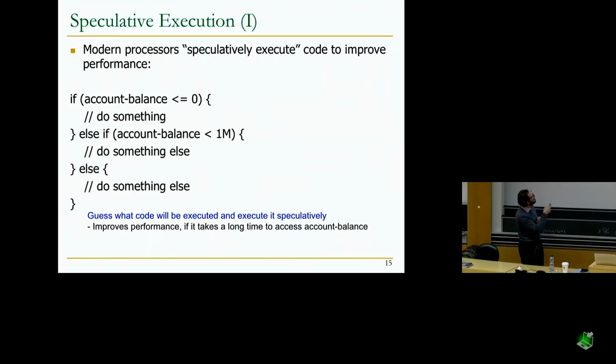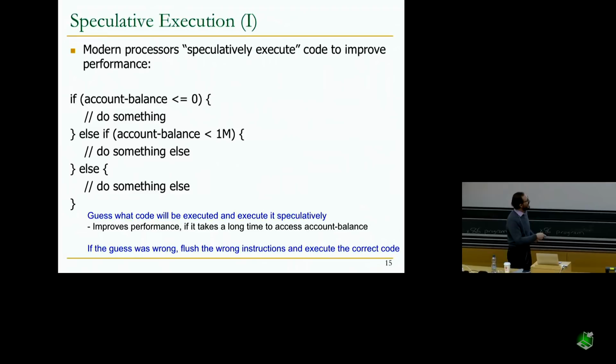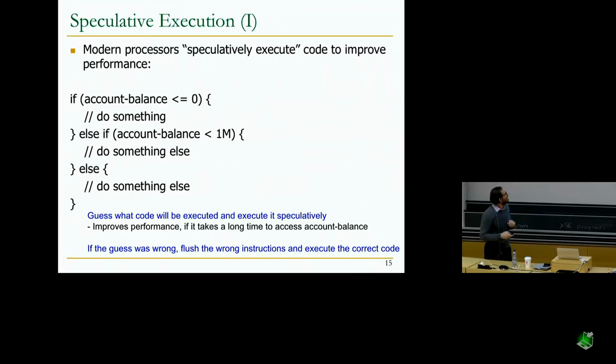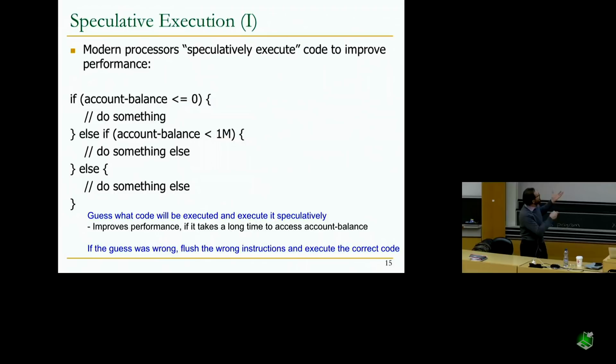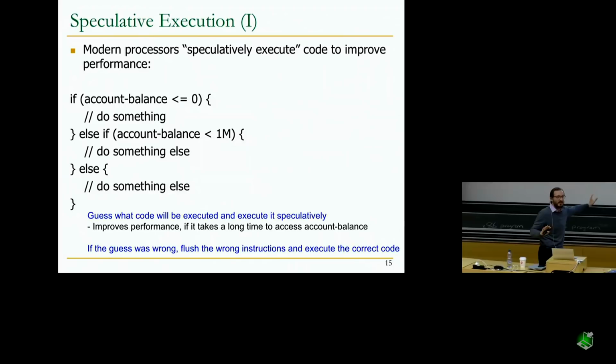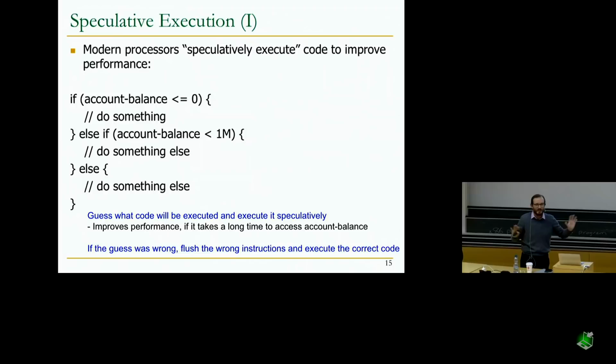Now, if the guess was wrong, what do existing processors do? They basically say, okay, I did something wrong, I flush the wrong instructions, and execute the correct code. Basically, what they've done is really invisible to the user. So, for example, if I'm the user who wrote this program, it runs perfectly for me. Even though underneath there's speculative execution that makes it fast, I never get a wrong answer, because the processor never exposes a wrong speculative execution to me. If it did, it would be terrible. I would get all kinds of wrong results, and I could not trust the computer.